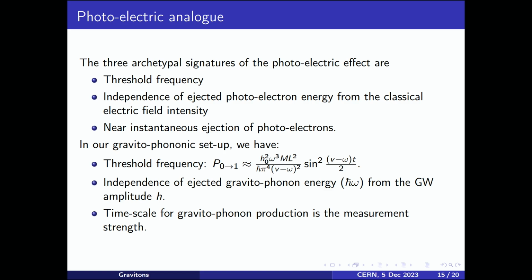In the gravitophononic setup that we have here, we have all these three signatures. We have a threshold frequency, so the phonons are only produced when the gravitational wave reaches a certain threshold frequency. The phonon energies that are produced are independent from the gravitational wave amplitude. And the timescale for the gravitophonon production is the measurement strength. The measurement strength is the timescale that it takes your continuous measurement to project the system into the n=1 Fock state. And that provides the analog for the timescale at which photoelectrons are produced in the photoelectric effect.